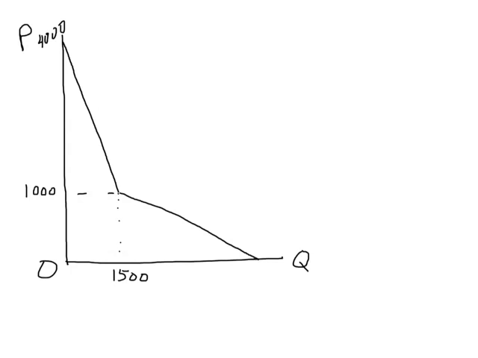P equals 4,000 minus 2Q. So 2Q, P is 1,000. 2Q is equal to 3,000. That means Q is equal to 1,500. And then finally I get the quantity intercept from the combined market, and of course I did that already.